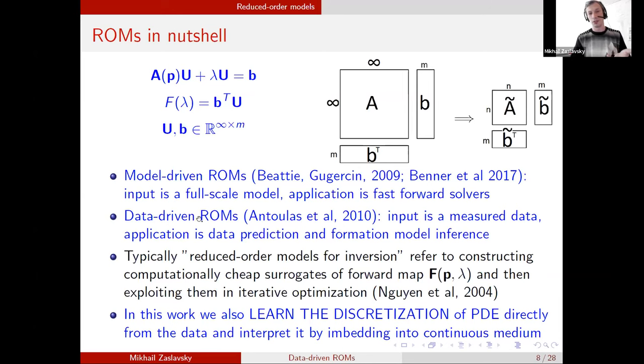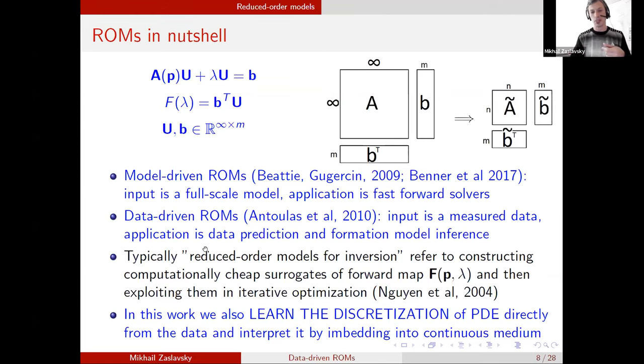So the difference between these two: in the first one, we do know the operator A of P. In the second one, we don't know the operator A of P, we know only data. Just a remark here: reduced order model for inversion typically refers to constructing a surrogate of the forward solver map and plugging it into an optimization framework. It's essentially the same optimization framework, but the true forward solution is replaced by the reduced order model solution. That's a valid way to proceed.